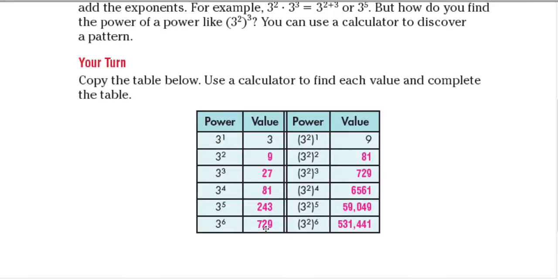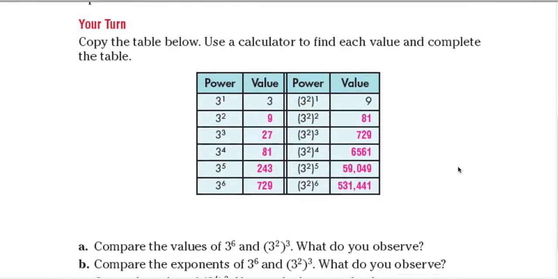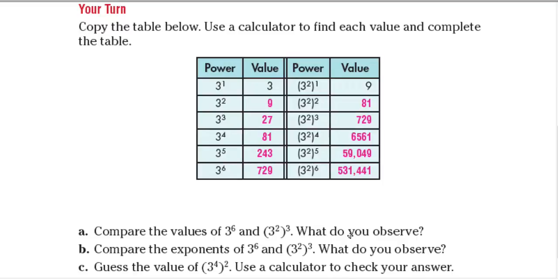And in the same manner, 3 to the 6th power is the same as 3 squared raised to the 3rd power. Okay, think about the relationship of those two powers. So what do you observe? So you probably observe that if you look at 3 squared raised to the 2nd power, it is the same as 81. And if you look at the exponents, if you multiply 2 times 2, that becomes 4 right here.